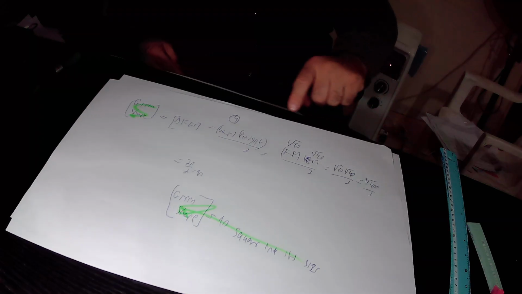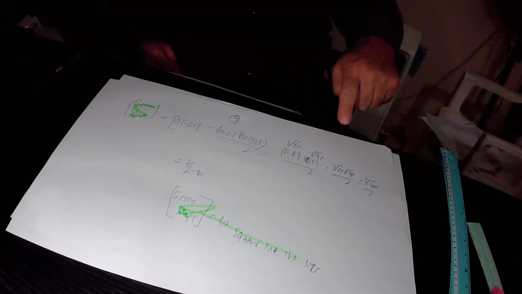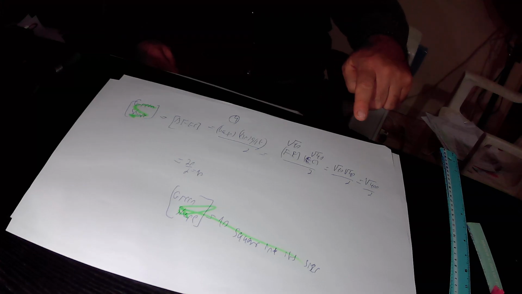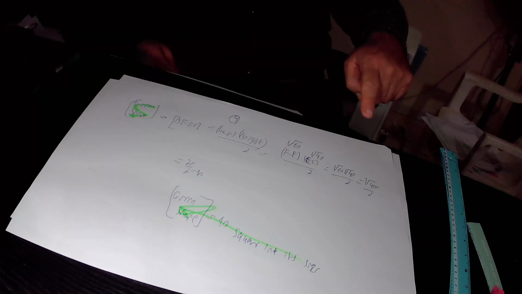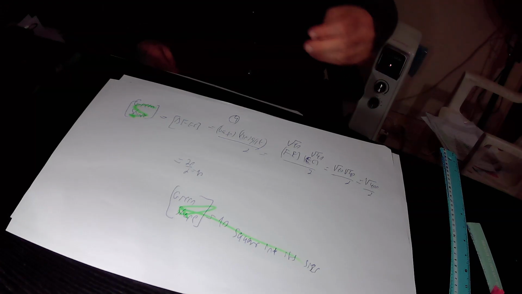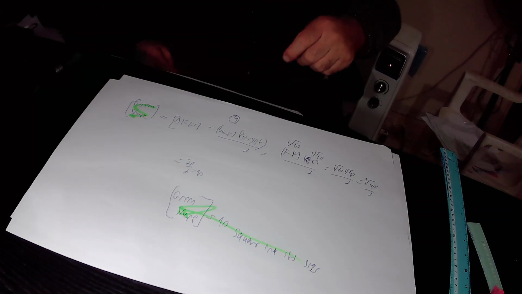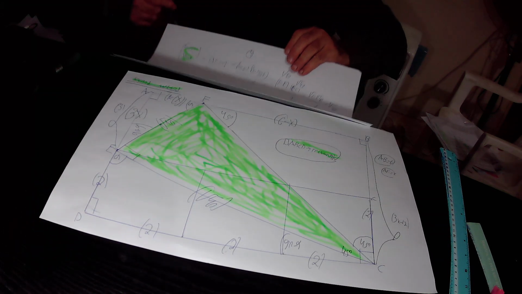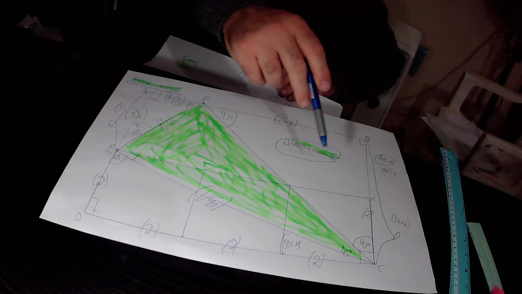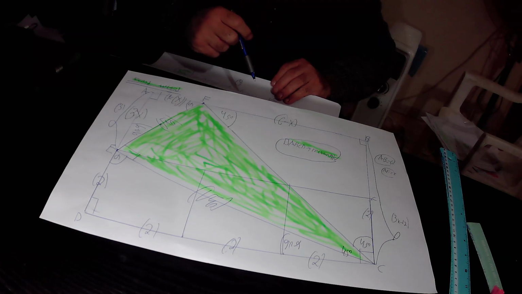We already found that FE equals the square root of 10 and EC equals the square root of 40, so the area is the square root of 10 times the square root of 40, over 2. The square root of 10 times the square root of 40 is the square root of 400, over 2. The square root of 400 is 20, and 20 over 2 is 10. So the area of this green shape is equal to 10 square units in size.